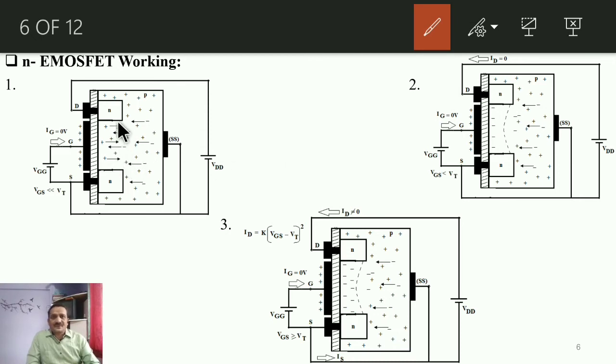To induce means what? There should be a channel between these two regions. Then there will be a flow of current from the external DC source through this device like this, and that current path will be like this. But only when it will be possible, only when there will be a channel of the same category.